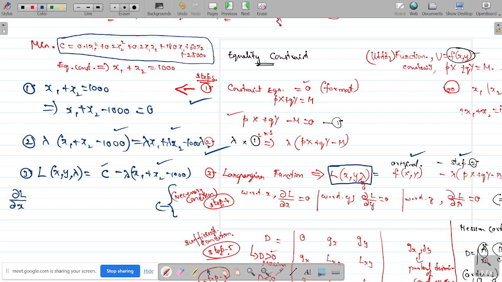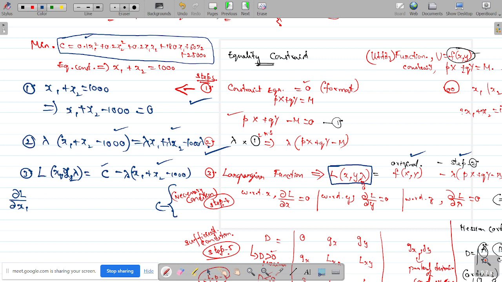So dou L by dou x, so it's 0.1 x1 squared. Actually here we have written xy, but we have x1 y1. So I'll write x1 here. When we discussed the concept, I discussed it as x and y, so I wrote x and y. Here we have x1 and y1, so probably change this place a little. Okay, so you can have this as x1 and x2.